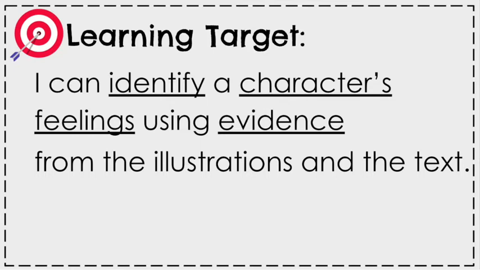Let's look at some of those key words in our learning target. First, we will have to identify. Identify means to pick out. We will be picking out the character's feelings using evidence. Evidence means proof. We'll have to prove what we're thinking or justify our thinking. And we'll be looking closely at the character's feelings.